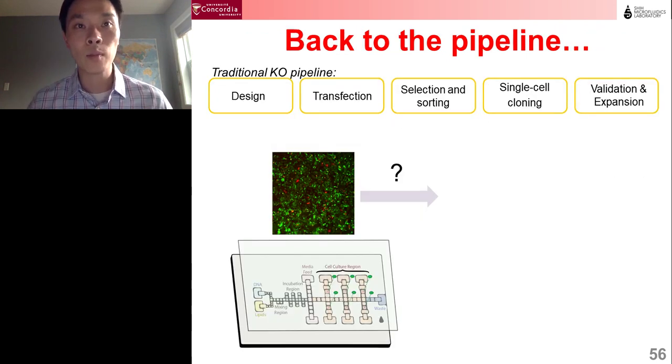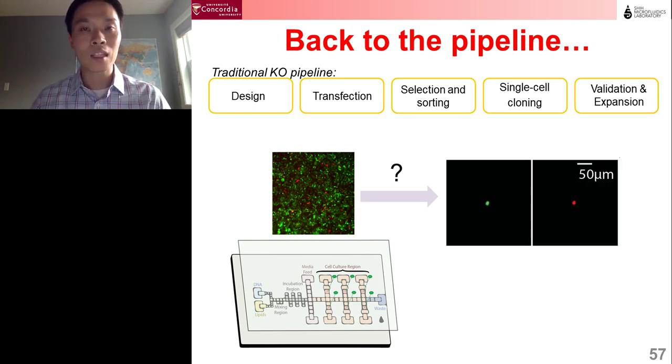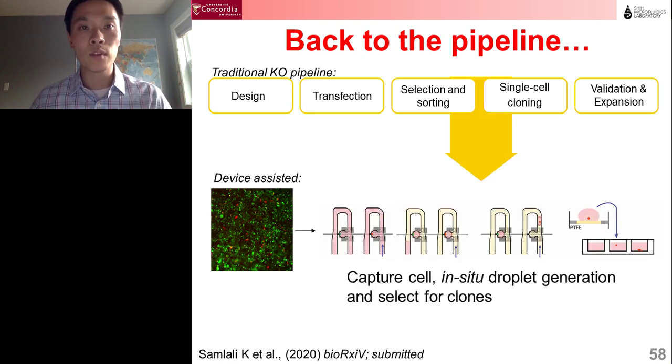Now, if I refer back to the pipeline, the problem arises: we've done the transfection, we've done the editing, but now how do we actually achieve selection and sorting of the clone that we want, or how do we isolate the single clone? How do we expand? We still have this heterogeneous population. So what do we do here? How do we get to this single clone? And so what we've done is we created another microfluidic platform that combines the droplet and digital approaches. We use this idea to trap or capture the cells, have in situ droplet generation, and then actually select the clones that we want through imaging techniques.